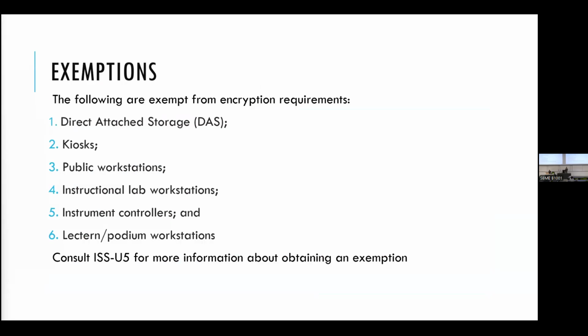Okay, I'm not going to go through the whole list, but there are exemptions. Of course, if you're using a kiosk, or if you have a public workstation or something like that, then this doesn't really apply. You can consult the standard ISS-U5, Information Security Standard U5. It is the encryption standard at UBC, and it says here's what needs to be encrypted, here's what does not need to be encrypted, and then you'll have reference to all sorts of things. But in a nutshell, that's what we just talked about.